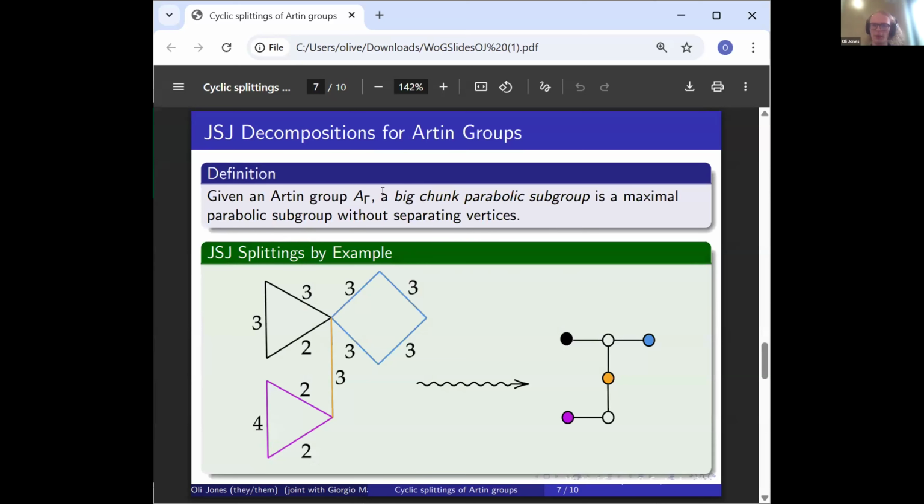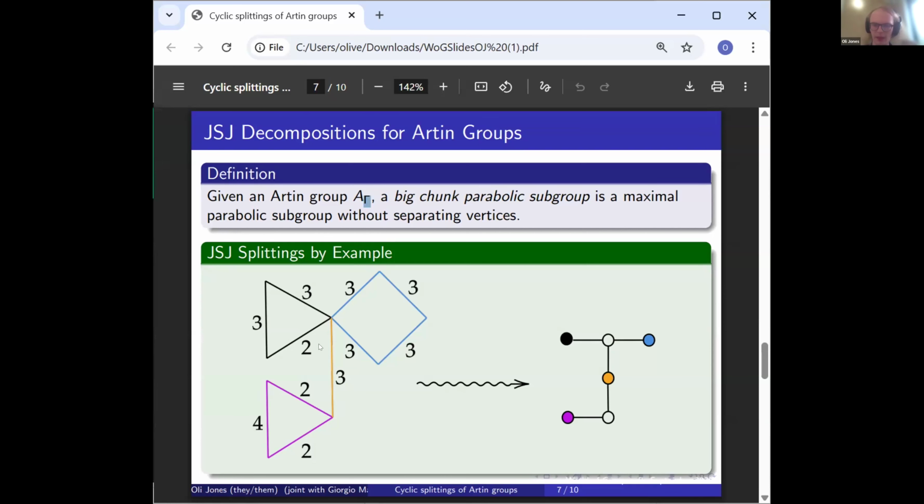Cool, JSJs for Artin groups. So I want to make a definition: a big chunk parabolic subgroup of an Artin group with a specific graph gamma is a maximal parabolic subgroup without separating vertices. So if you look at this blue square here, there's no separating vertex, but as soon as we made it any bigger, if it was connected, this would be a separating vertex.